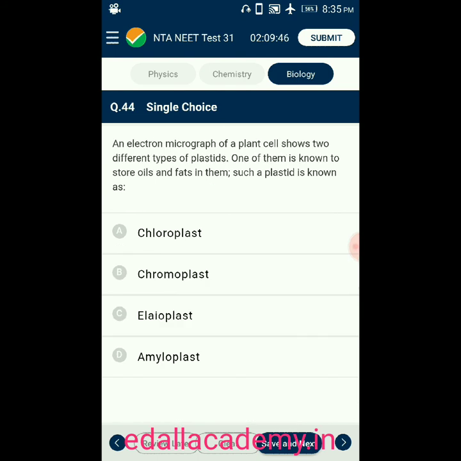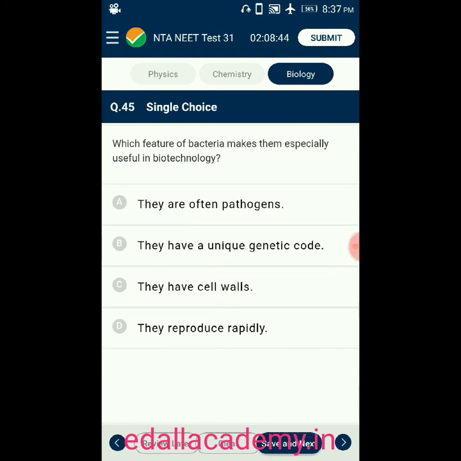Question number 44. An electron microscope of a plant cell shows 2 different types of plastids. One of them is known to store oils and fats in them. Such plastid is known as. Based on the type of pigments, plastids can be classified into chloroplast, chromoplast and leucoplast. The leucoplasts are the colorless plastids of various shapes and sizes which store nutrients. Amyloplasts store carbohydrates, example starch, example potato. Eleoplasts store oils and fats, whereas the aleuroplasts store proteins. So the answer for this question is option C. Eleoplast store oils and fat. Question number 45.